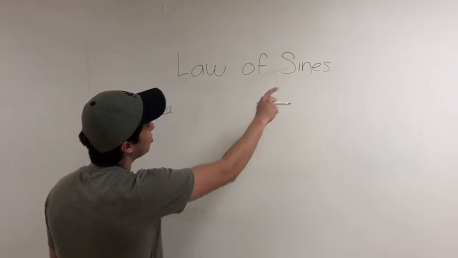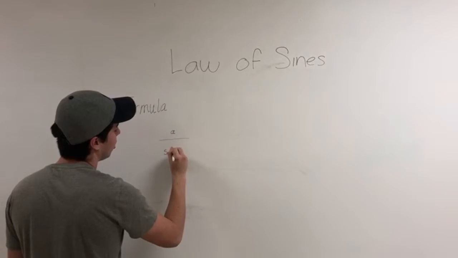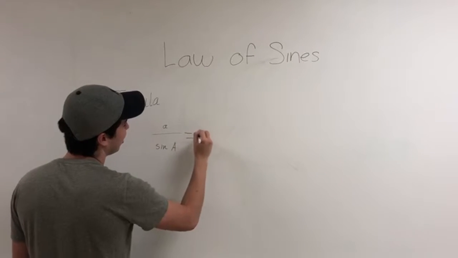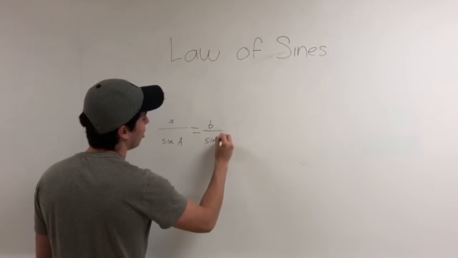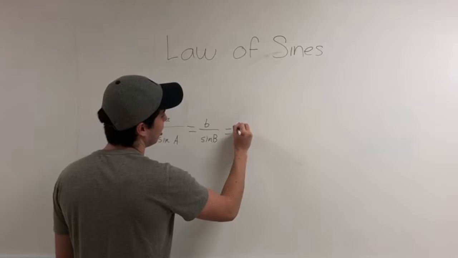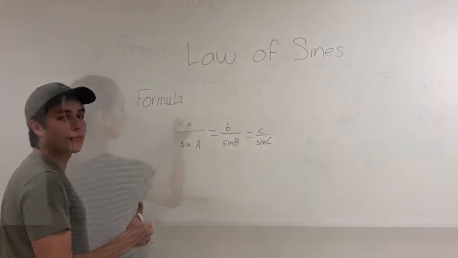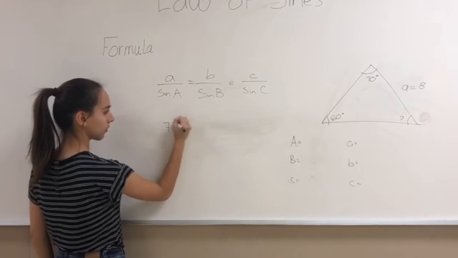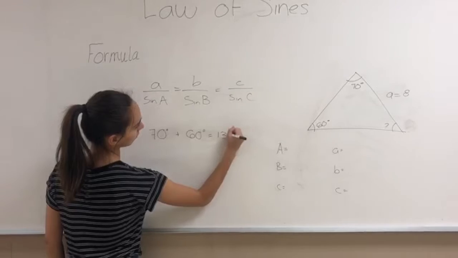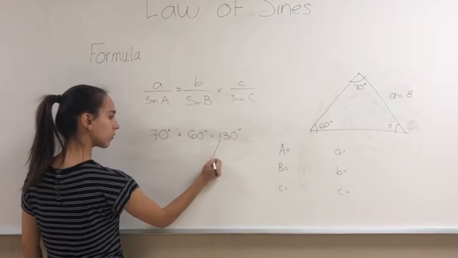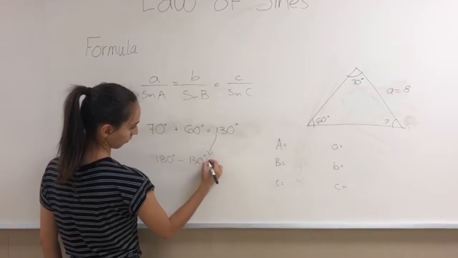The formula for the law of sines is A over sin of A equals B over sin of B equals C over sin of C. You have to find the angle that you're missing. For it to add to 180, you have to add 70 and 60, and that will give you 130. And then that answer you have to subtract from 180.